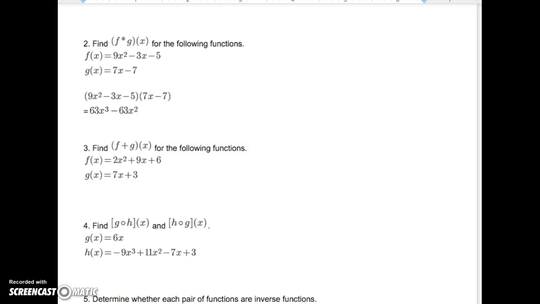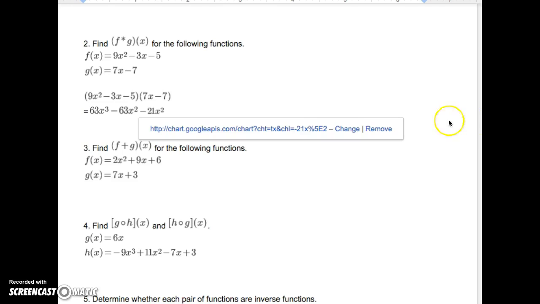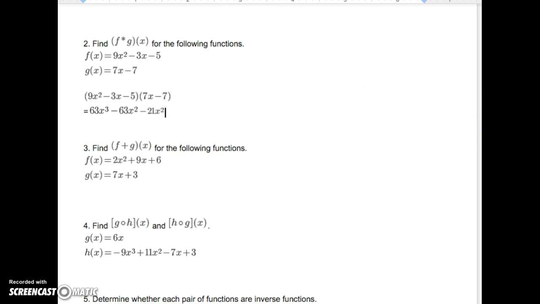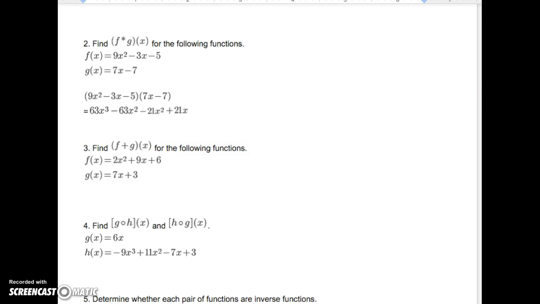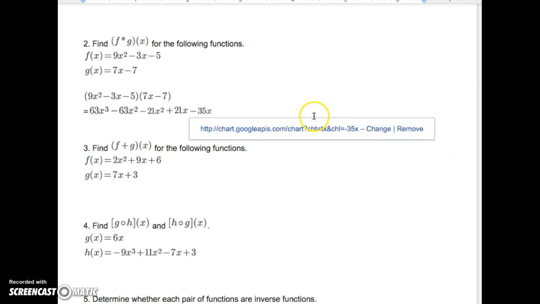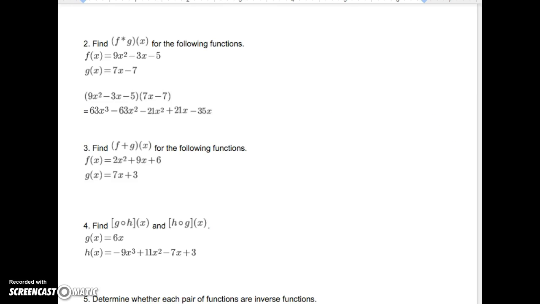And then we do the -3x times the 7x, and that's -21x squared. And then -3x times -7 is +21x. And then -5 times 7x is -35x. And -5 times -7 is +35.